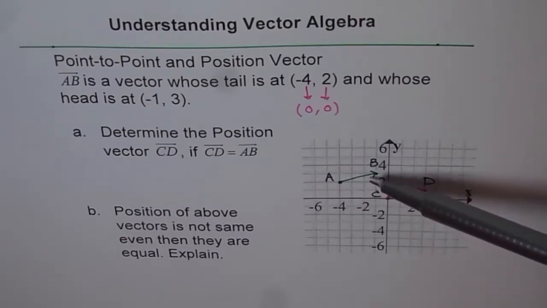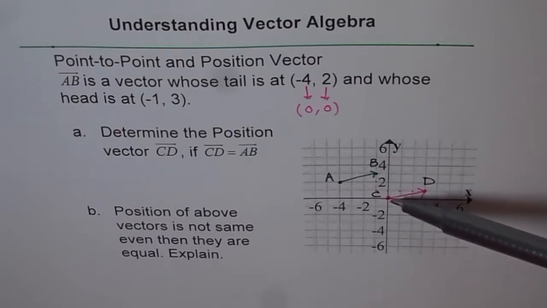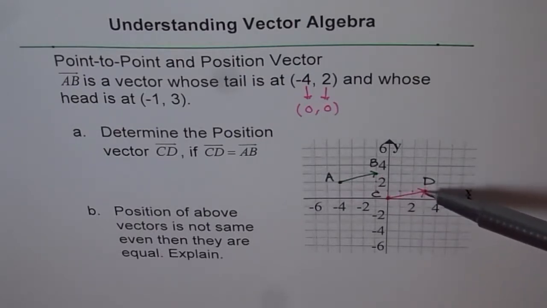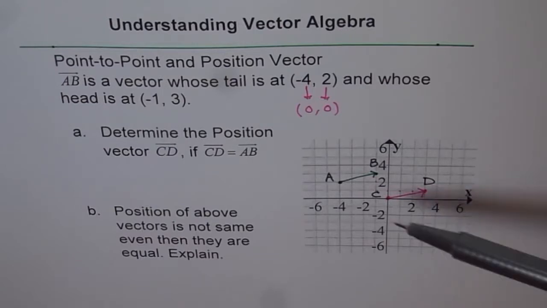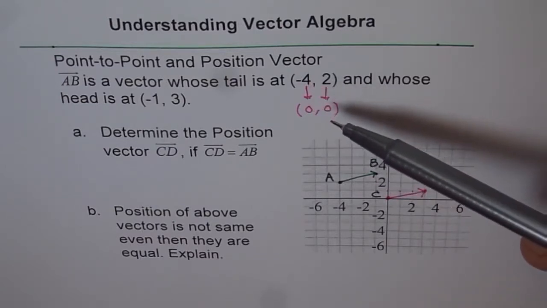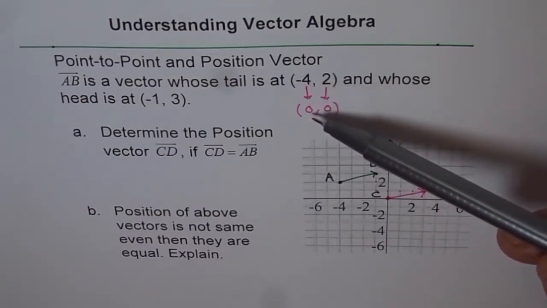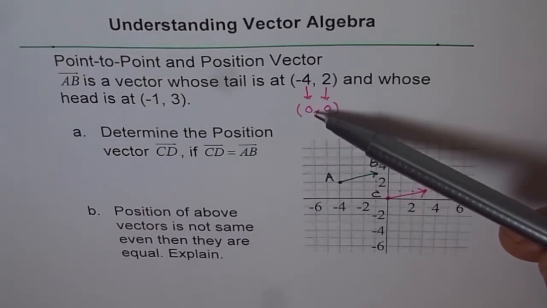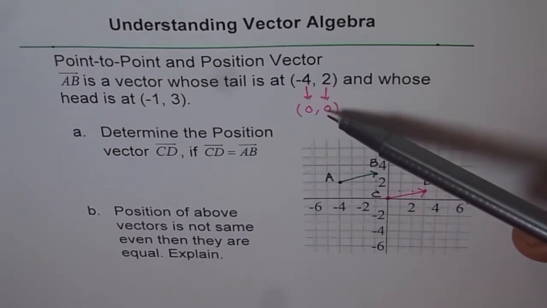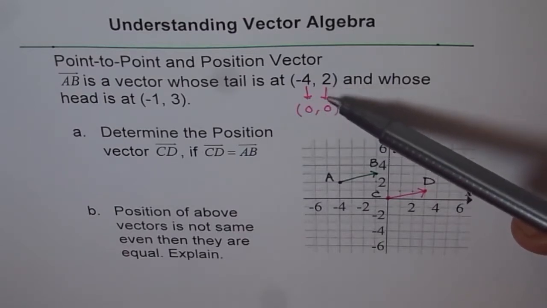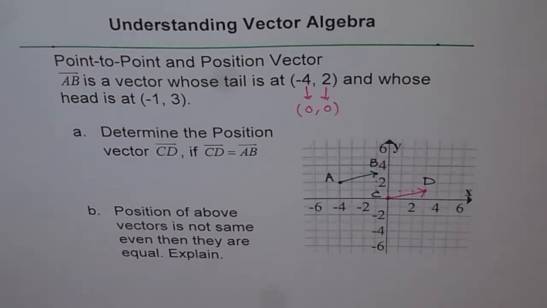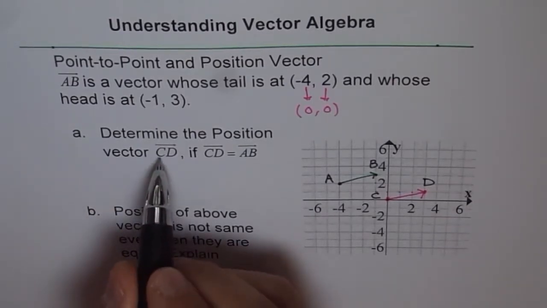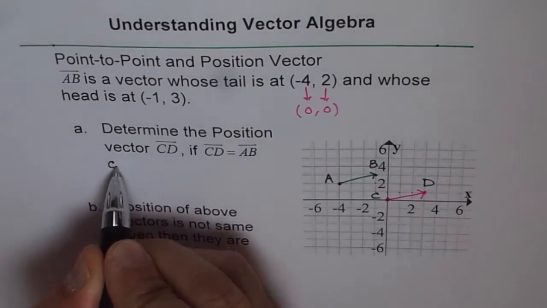And obviously, if the tail gets aligned with the origin, then the head will also get translated by the same horizontal and vertical amount, right? So as you can see here, translating from -4 to 0 means 4 units right. And translating from 2 to 0 means 2 units down, right? So from the translation of tail, in CD, C is our tail, right? So C is our tail.